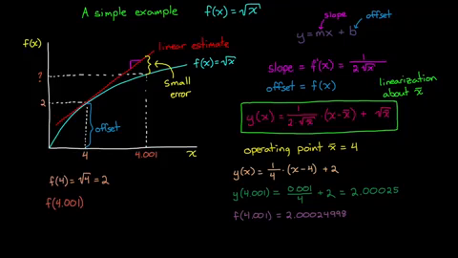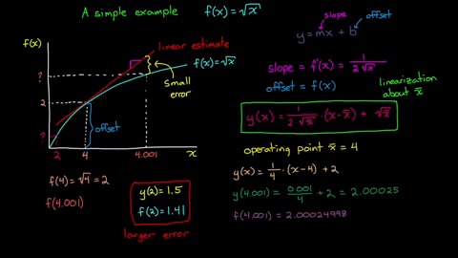And while it felt like a lot of steps to linearize, we can now use this linear equation to estimate x equals 4.1 or 3.9 or any number near the operating point quickly and with very little error. However, if we try to use our linear equation at x equals 2, then the error is over 0.5%.